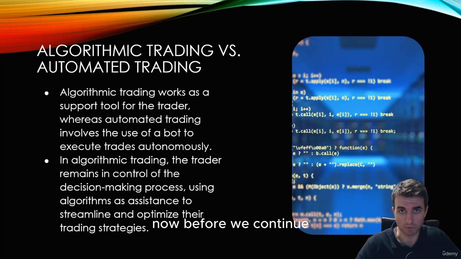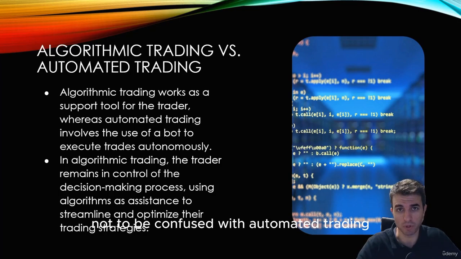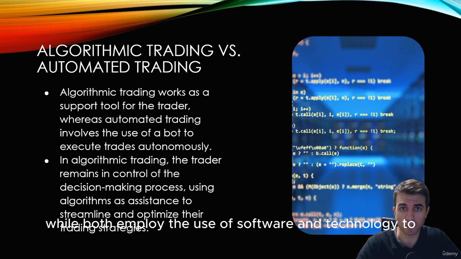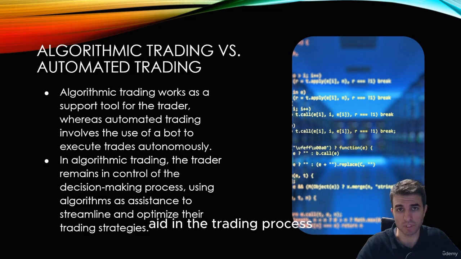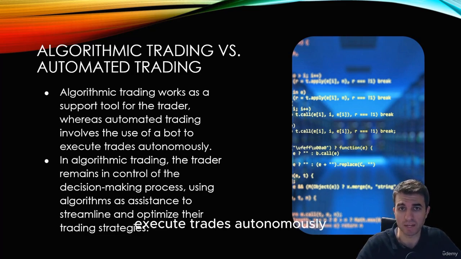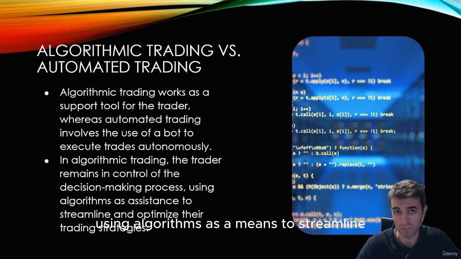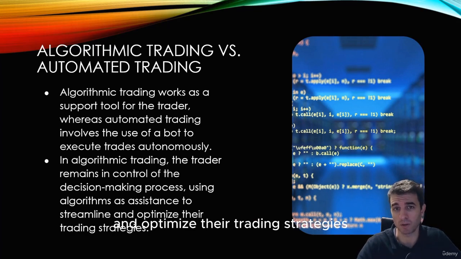Now, before we continue, it's important to highlight that algorithmic trading is not to be confused with automated trading. While both employ the use of software and technology to aid in the trading process, algorithmic trading works as a support tool for the trader, while automated trading involves the use of a bot to execute trades autonomously. In algorithmic trading, the trader remains in control of the decision-making process using algorithms as a means to streamline and optimize their trading strategies.